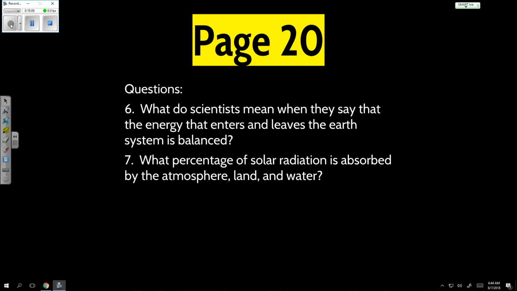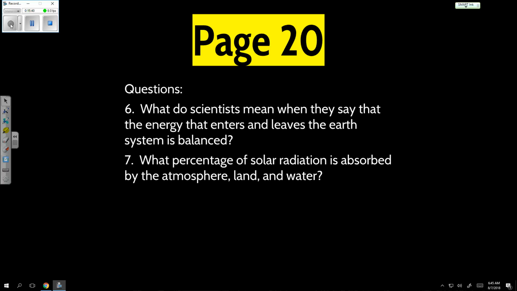External sources of energy on Earth. For living things to carry out their life processes, energy must enter the Earth system constantly. Highlight the next sentence. The sun is the most important external or outside source of energy. Most living things ultimately get their energy from sunlight.